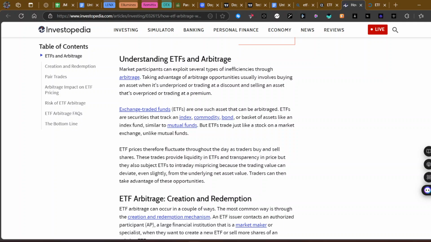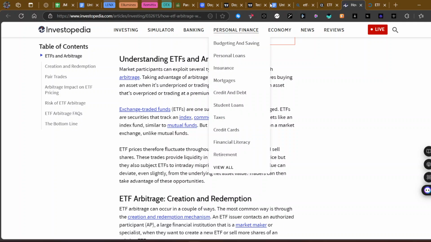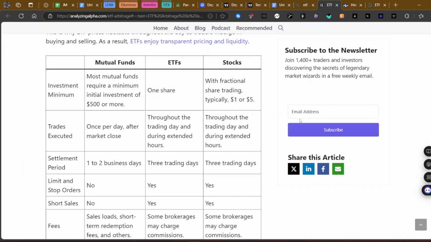Now, ETF arbitrage works by exploiting the price inefficiencies in the market. Traders who can spot these inefficiencies quickly can profit by buying or selling the ETF while also simultaneously buying or selling the underlying assets. Okay, the key here is recognizing these discrepancies before the market corrects them. Now, let us just break down how ETF arbitrage works in more detail.